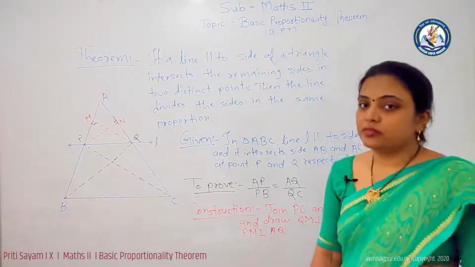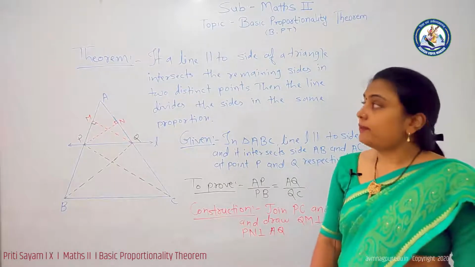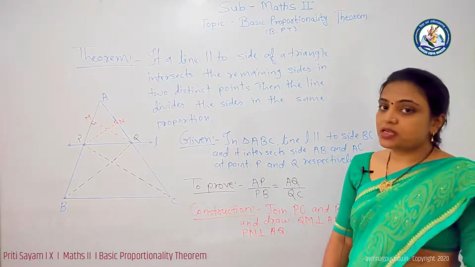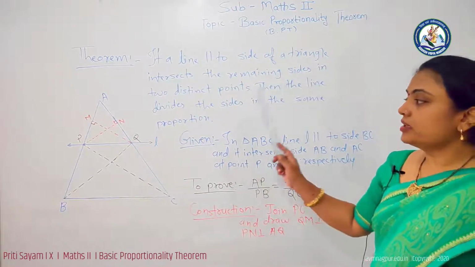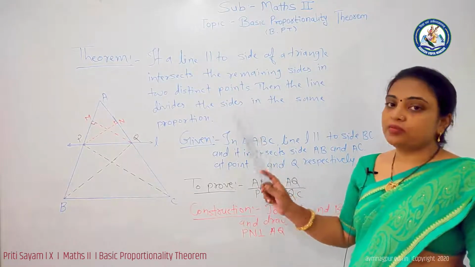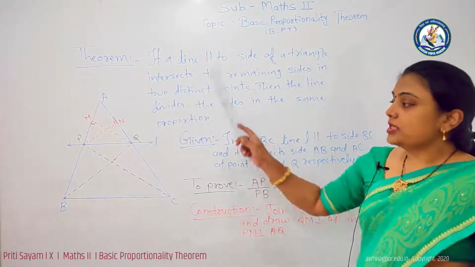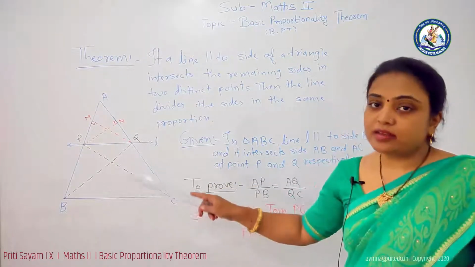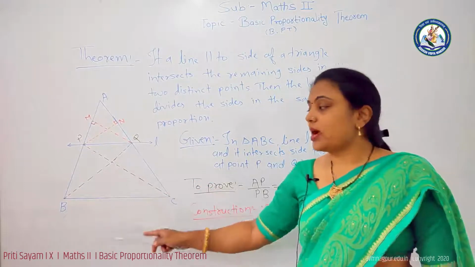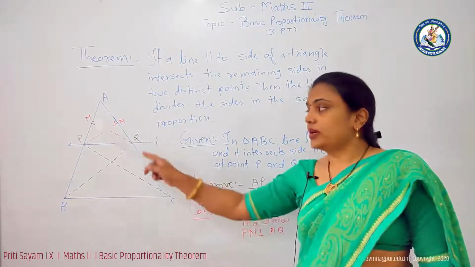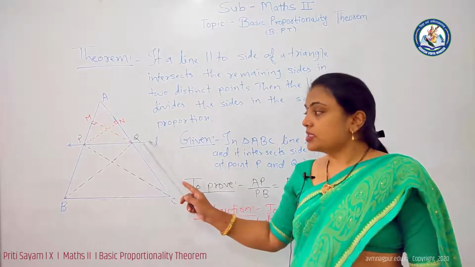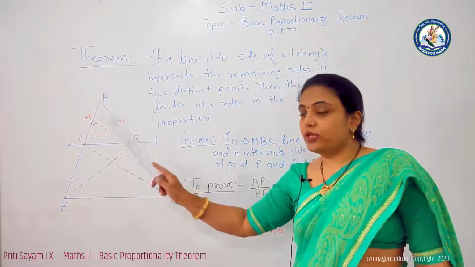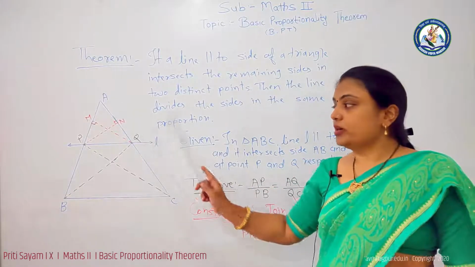Basic proportionality theorem says, if a line parallel to a side of a triangle intersects the remaining sides in two points, then the line divides the sides in the same proportion. Means, see in this figure, this is a triangle ABC. In this triangle ABC, line L is parallel to side BC of triangle ABC. And this line L intersects side AB at point P and side AC at point Q.